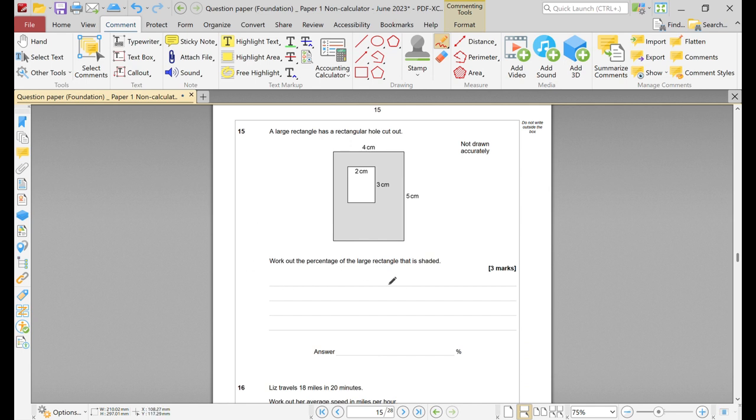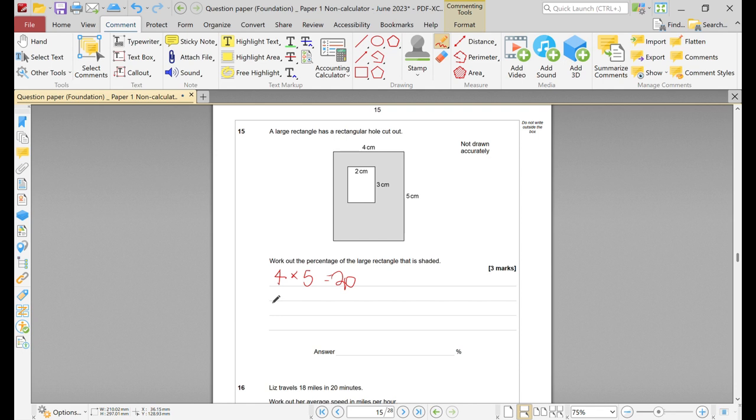Work out the percentage of the area that's shaded. So the size of the whole thing, area: 4 times 5 is equal to 20. So this whole thing would be 20 if that wasn't cut out.